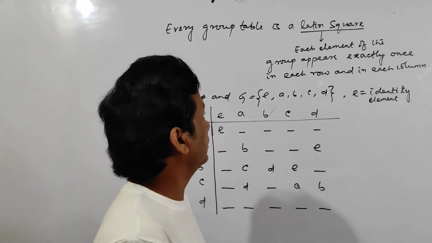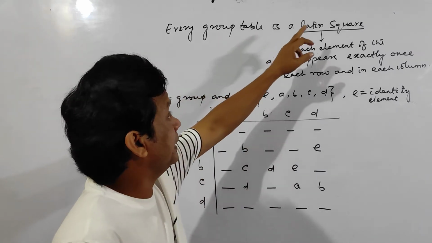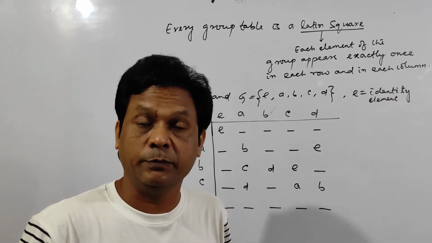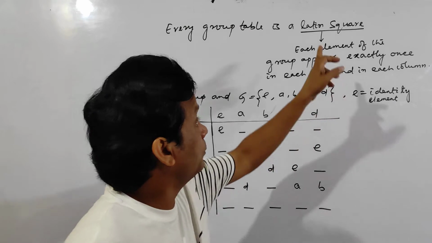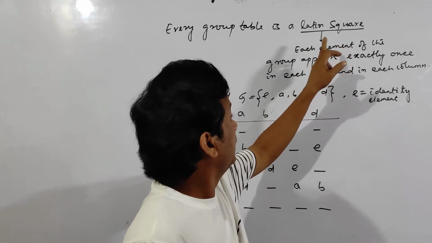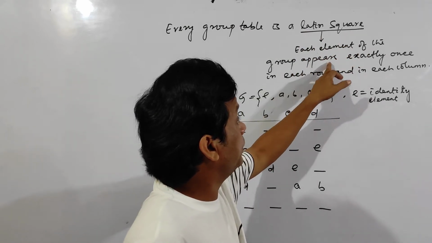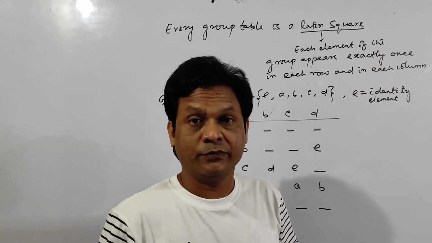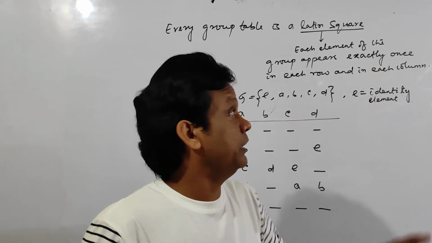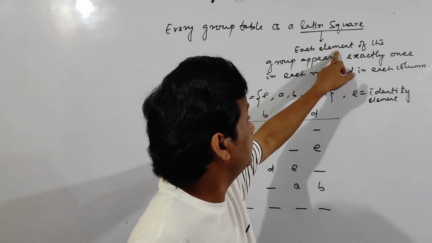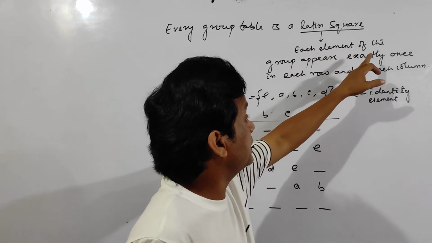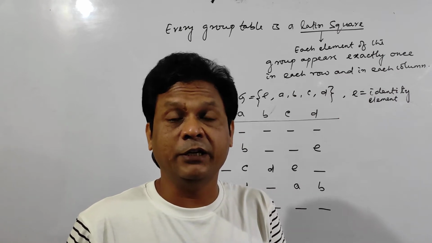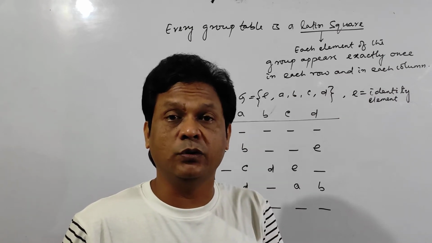Okay, so see here, every group table is a Latin square. Every group table must be a Latin square. Must be, not maybe. And what is the meaning of Latin square? Each element of the group appears exactly once in each row and in each column. Every element of the group appears exactly once. Any element cannot be repeated in any row or any column.